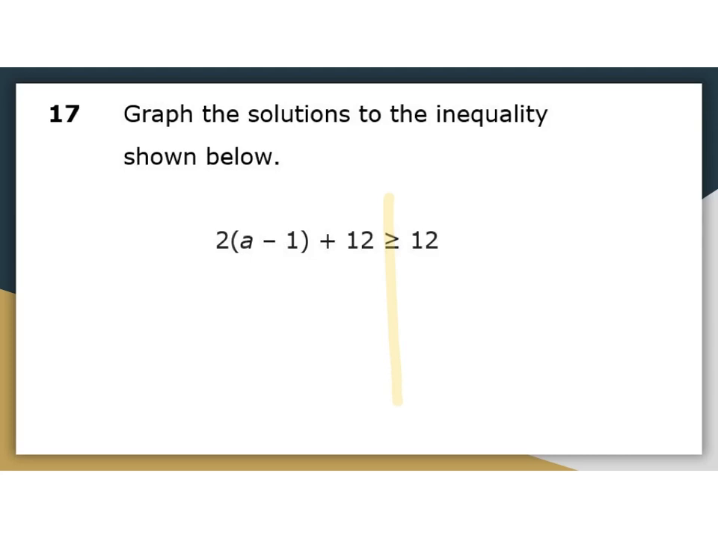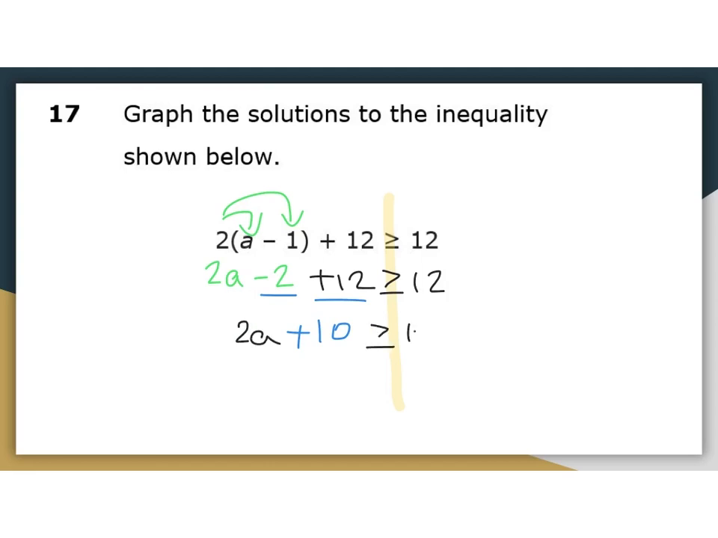Okay, here again we're solving an inequality. The 2 is going to need to be distributed. And once again, this is just one way to go about it. So this would be 2 times a, and then 2 times -1 is a -2. Everything else is going to remain the same. Our next step is going to be to combine our like terms here. And that comes out to positive 10. The 2a in the beginning still stays and is still greater than or equal to 12.